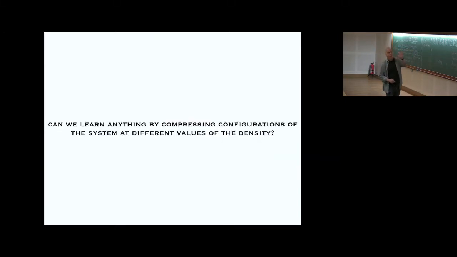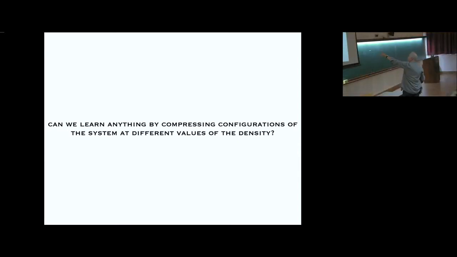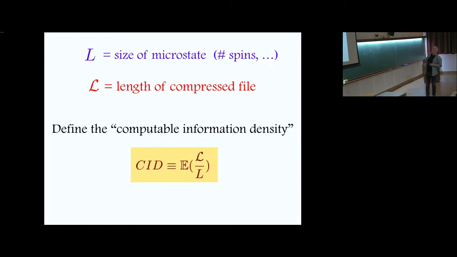I said that. Now, let's go back to what I'm supposed to be doing in the next 2 hours. Can we learn anything by compressing configurations of the system at different values of the density? Can I learn anything from the stuff I've been talking about? So let me just define a couple of terms. L is going to be the size of the microstate, by which I mean the number of spins or the number of sites in the square lattice. I'm not talking about continuum things here right now.